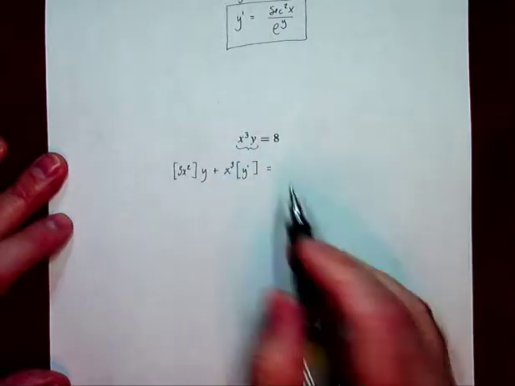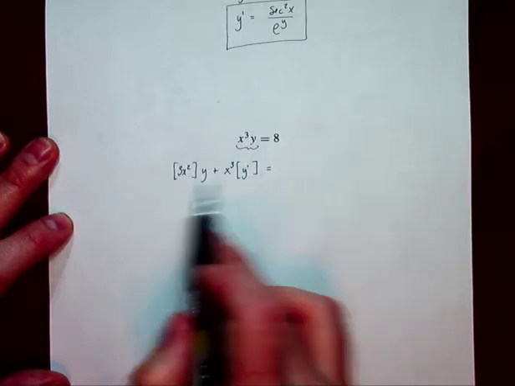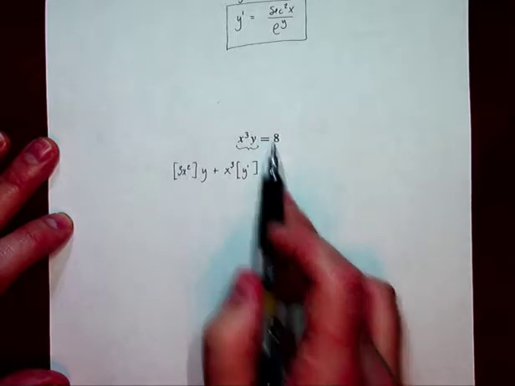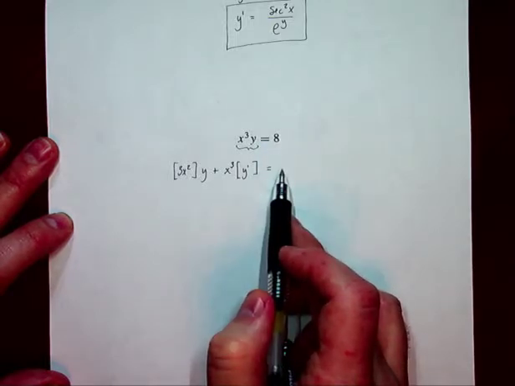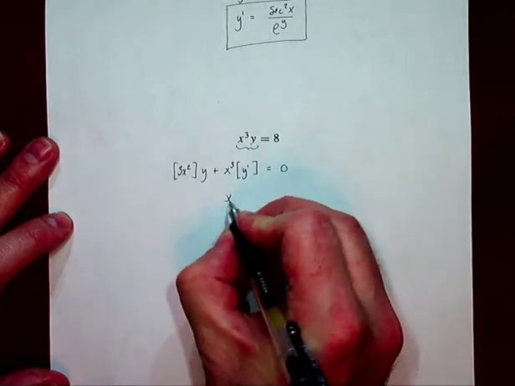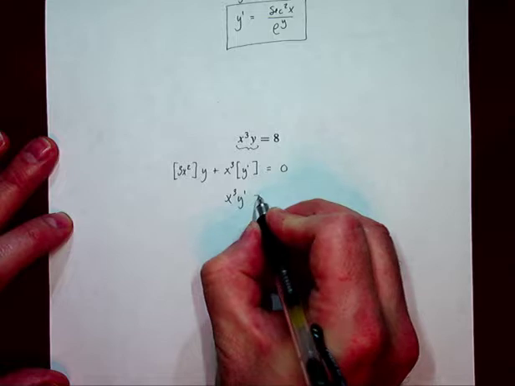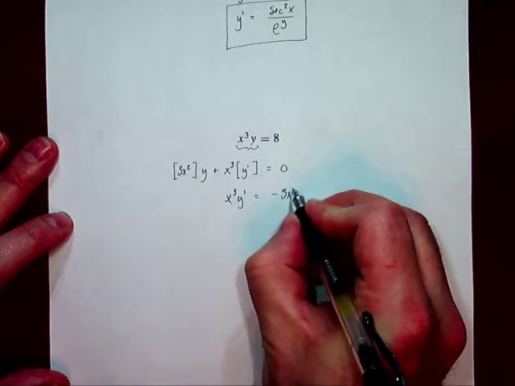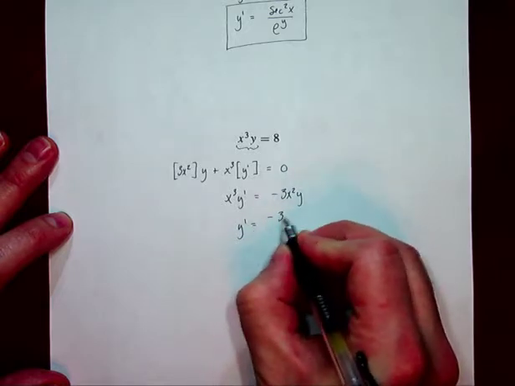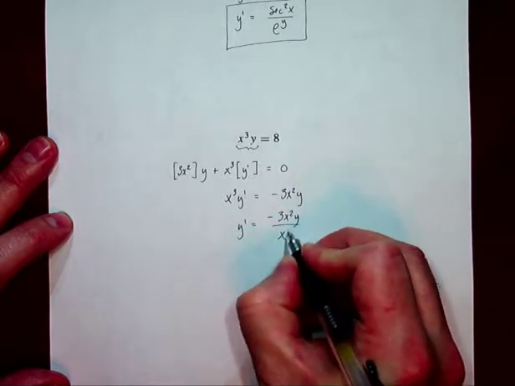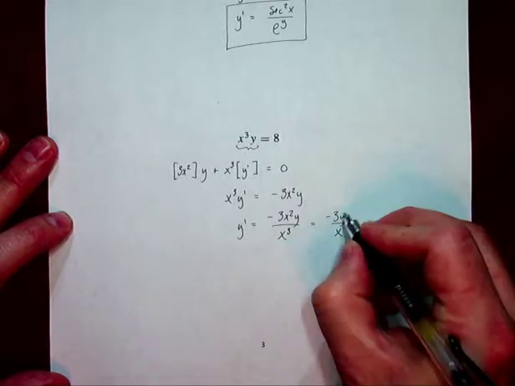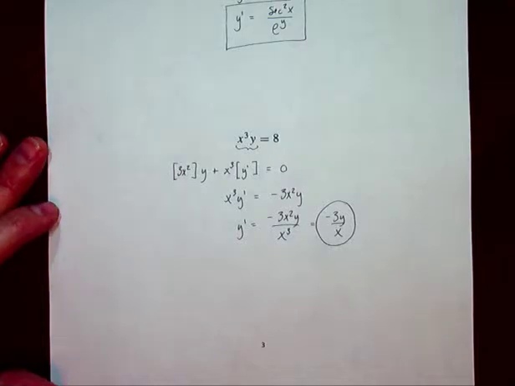And then, of course, like I said in class, you'll be so busy making sure you get this right that you'll accidentally, and this is a common mistake, fail to differentiate the constant and come up with 0. But this one becomes x cubed y prime is equal to negative 3x squared y, or y prime is equal to negative 3x squared y over x cubed, or negative 3y over x, right? If we want to simplify and reduce.